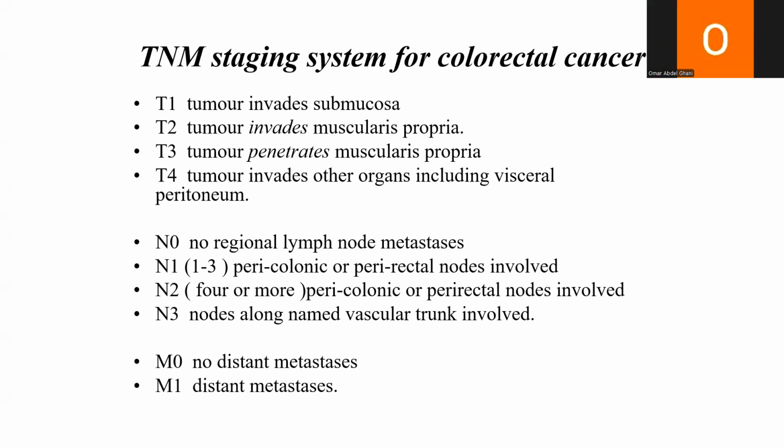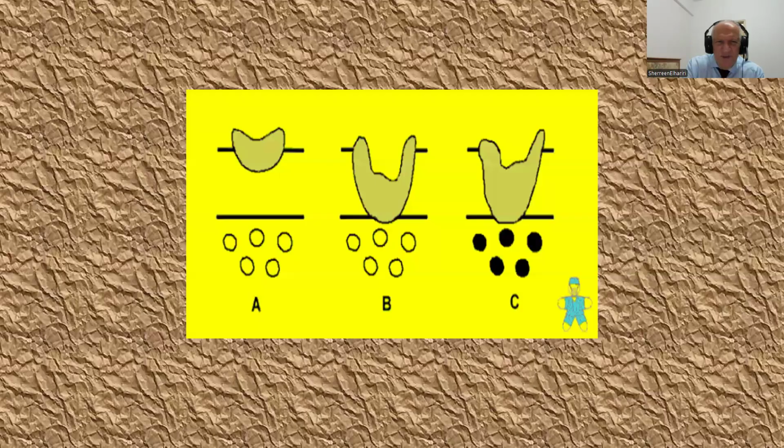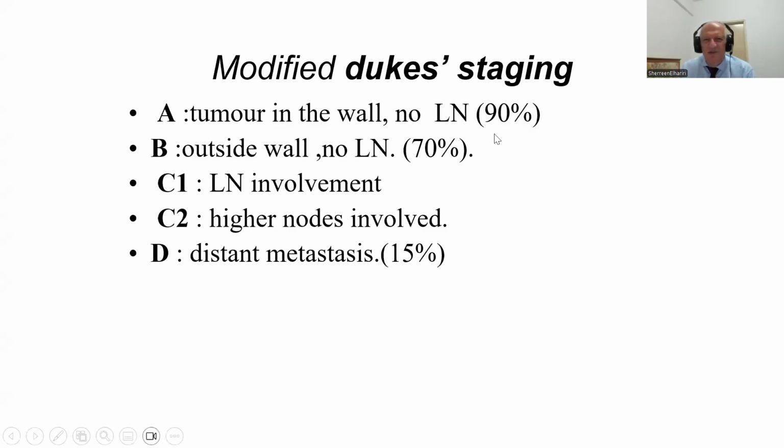Because according to the staging, we will commence the treatment? No, actually we know the staging after removing the colon, so it is just to know the prognosis. The treatment is not different. If the patient is in an early stage, it is a good prognosis. For example, Dukes A has a good prognosis, 90% five-year survival. If there is liver metastasis, it is a bad prognosis, maybe 15%.